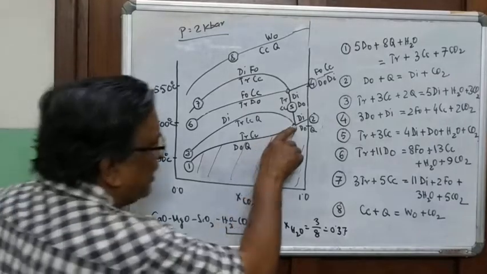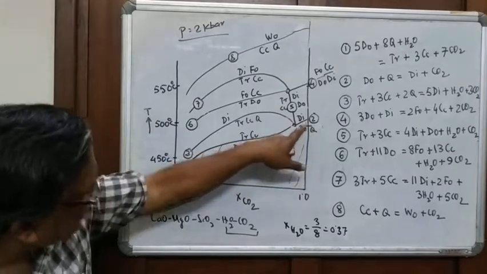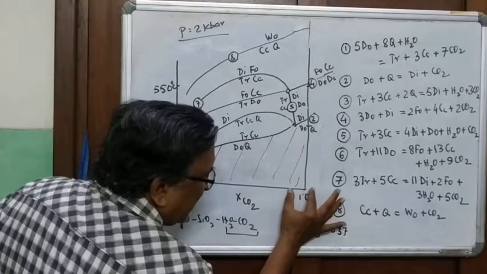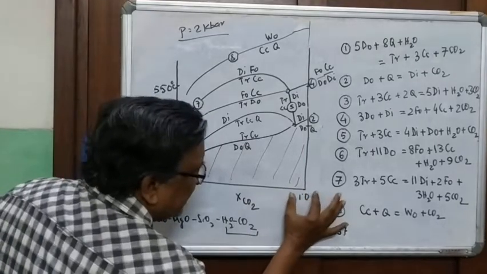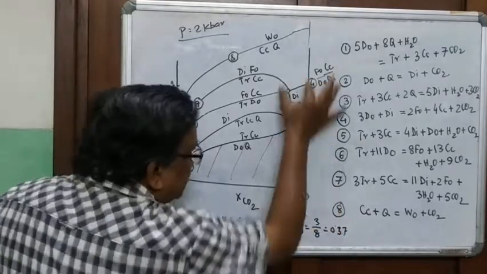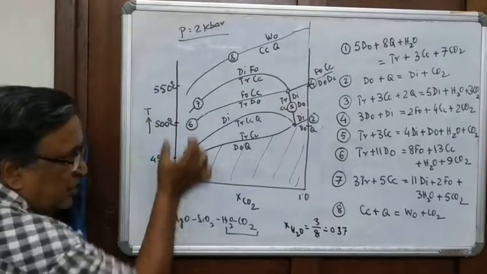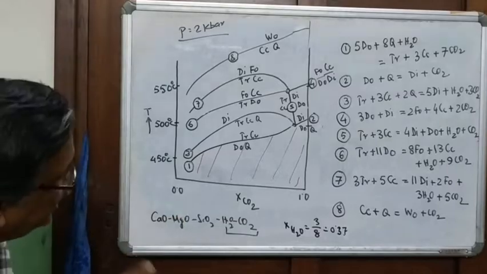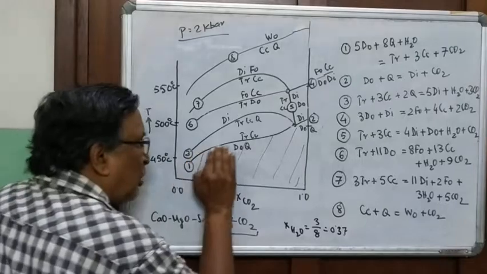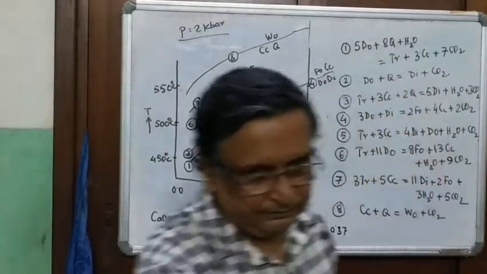It is truncated at this point, and then some other reaction comes into play, which is dolomite plus quartz to diopside. In this part, except the very carbonic part, here XCO2 is very rich. So this part is very carbon dioxide rich. This part is very H2O rich because XCO2 is 0.0. So you can see the thermal stability of dolomite is increasing with increasing temperature.